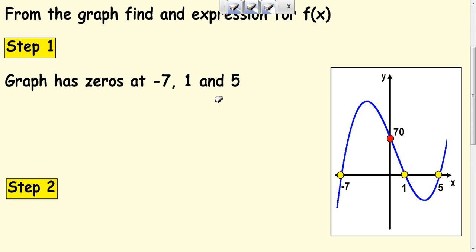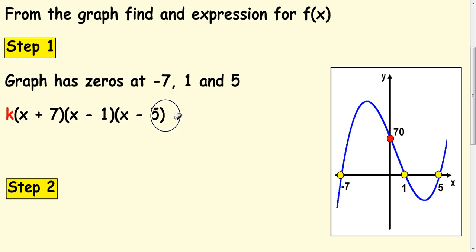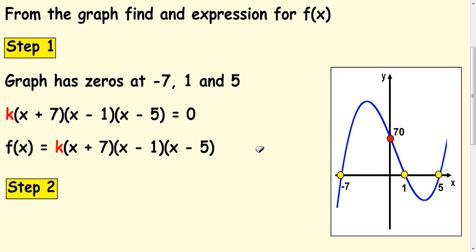So this time when we're making the equation for the polynomial, we're going to use 3 brackets, x plus 7, x minus 1 and x minus 5, and as before we're going to let that equal 0 with a k at the front for a constant. So your function is equal to k multiplied by x plus 7, x minus 1 and x minus 5.